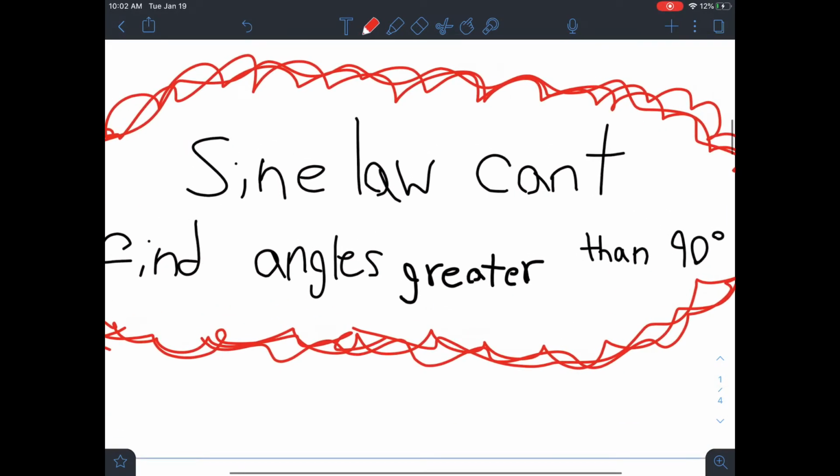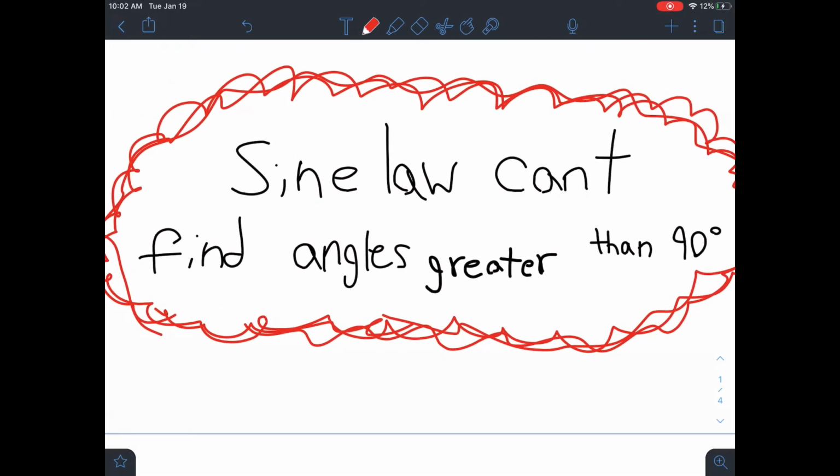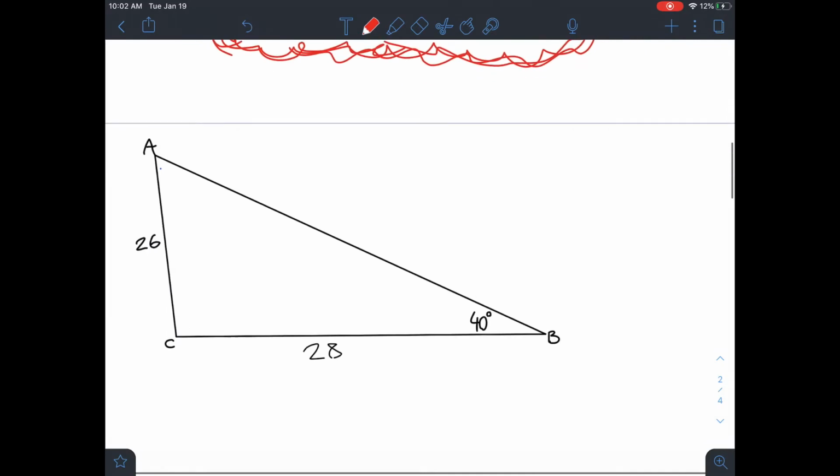Before application, actually, we're talking about how sine law cannot be used to find angles greater than 90 degrees. This is just because for angles of 90 degrees and more, there are two angles with the same sine, so it would just give you the acute version of it on your calculator and it would just not work. So, application.